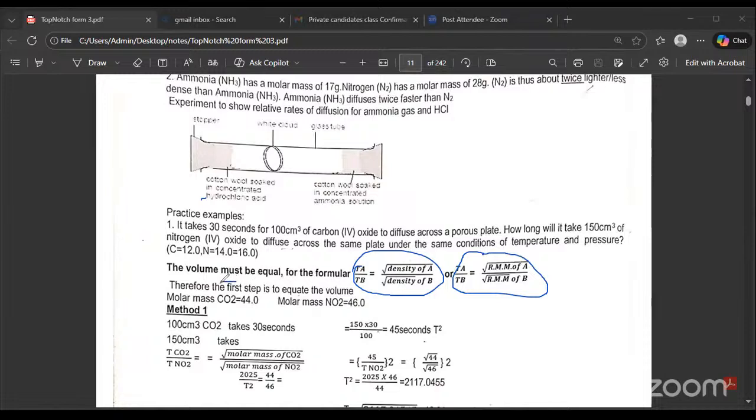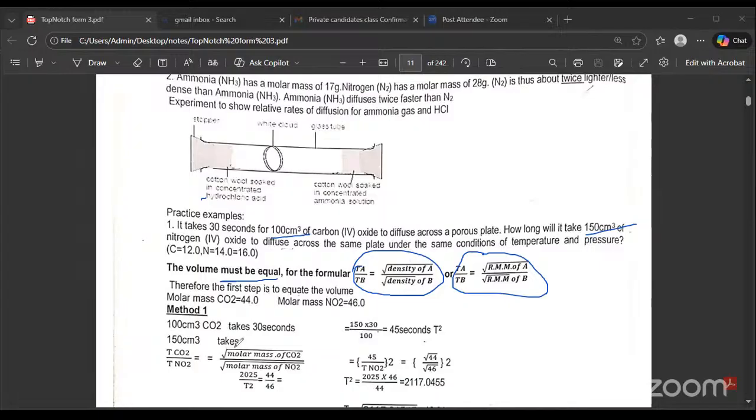And the condition must be the volume must be equal. That is the condition. Remember, what we have been given is different. They have given us 100 and 150. So if we want to solve that one, we use the relationship here. If 100 centimeters of CO2 takes 30 seconds, what about 150? It will take how many?